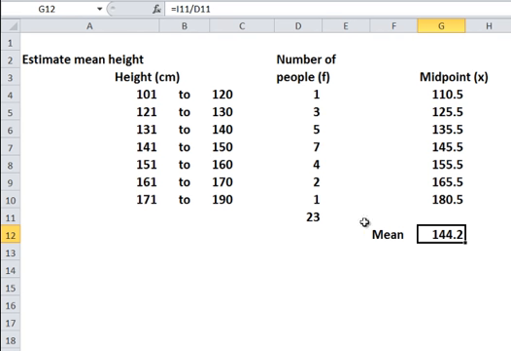divided by the frequency. So there are this number of people in total, 23. The midpoint of the group is that. Multiply it by 1. There are 3 in here, so multiply the midpoint by 3. Here multiply it by 5, multiply it by 7, and so on. Multiply it by 4, by 2, and so on. And add it up. So that's it added up, the sum of I4 to I10 there. And the mean is just that.